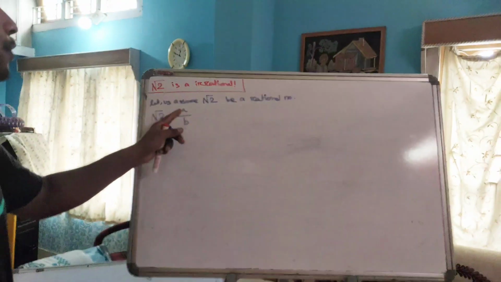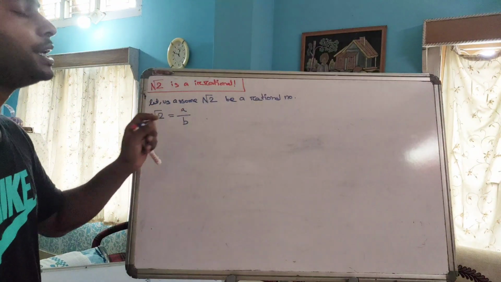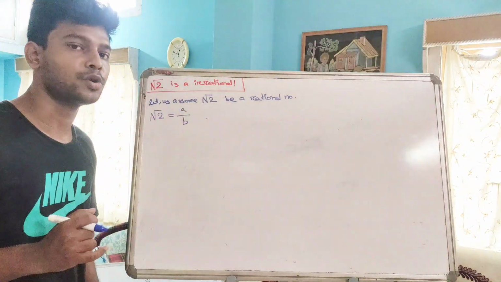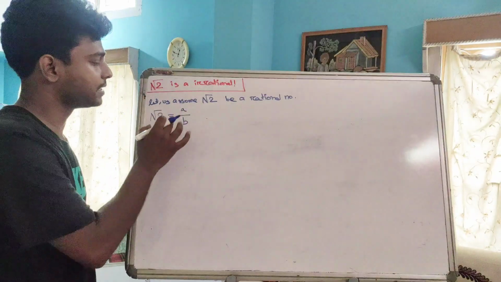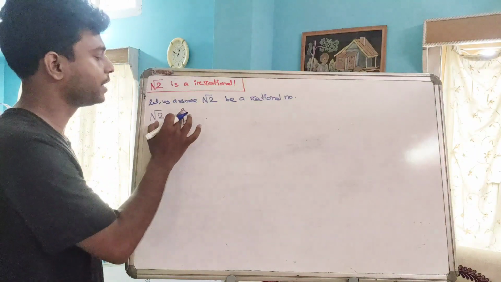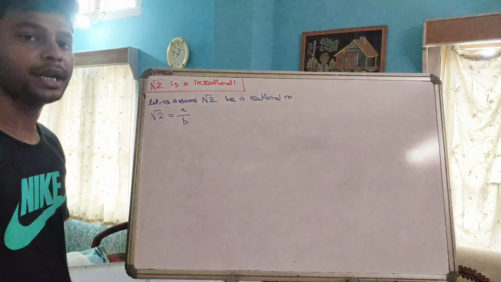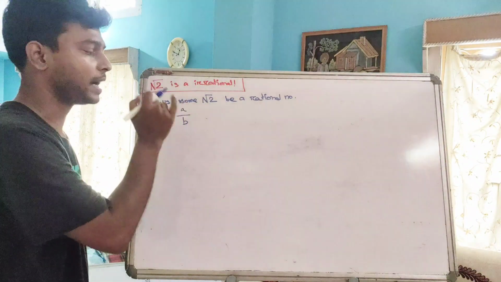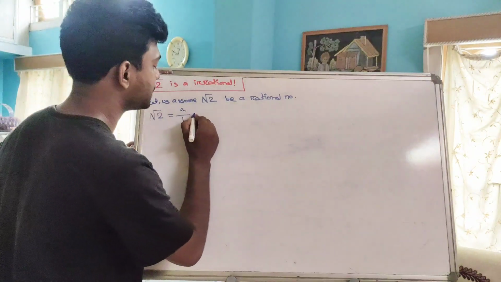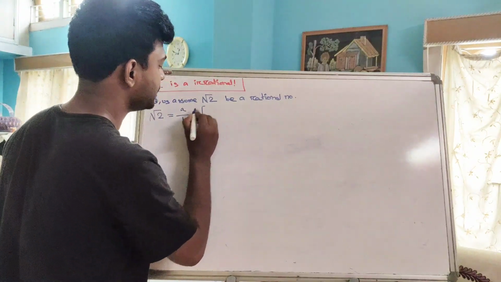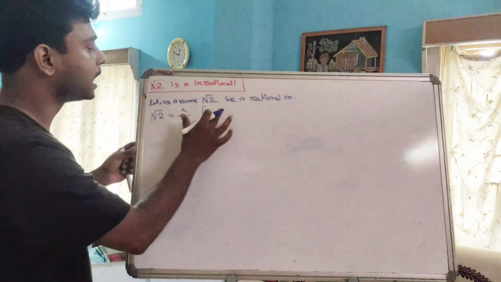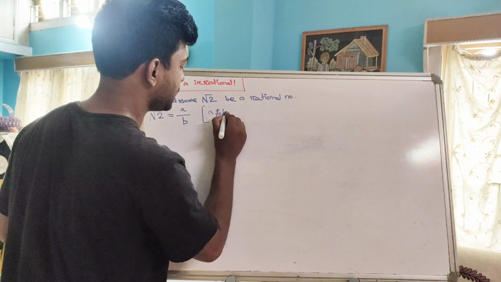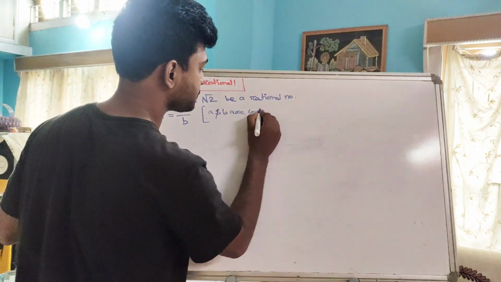And also we have to assume that a and b are co-prime to each other, which means that a and b share no common factor. Let's say they share some common factor. Then after dividing both numerator and denominator by their common factor, they become co-prime to each other. So let me write this down because this is one of the important parts of our proof: assuming that a and b are co-prime.